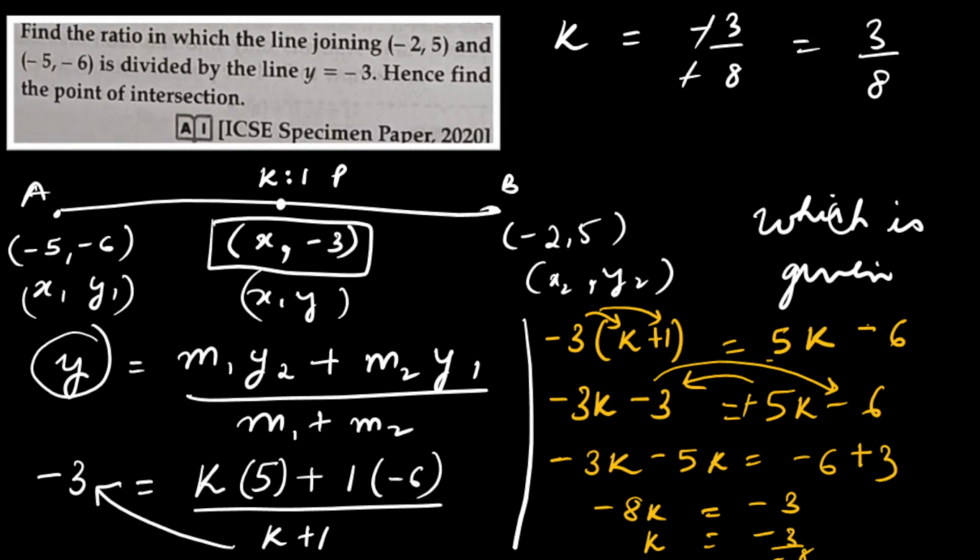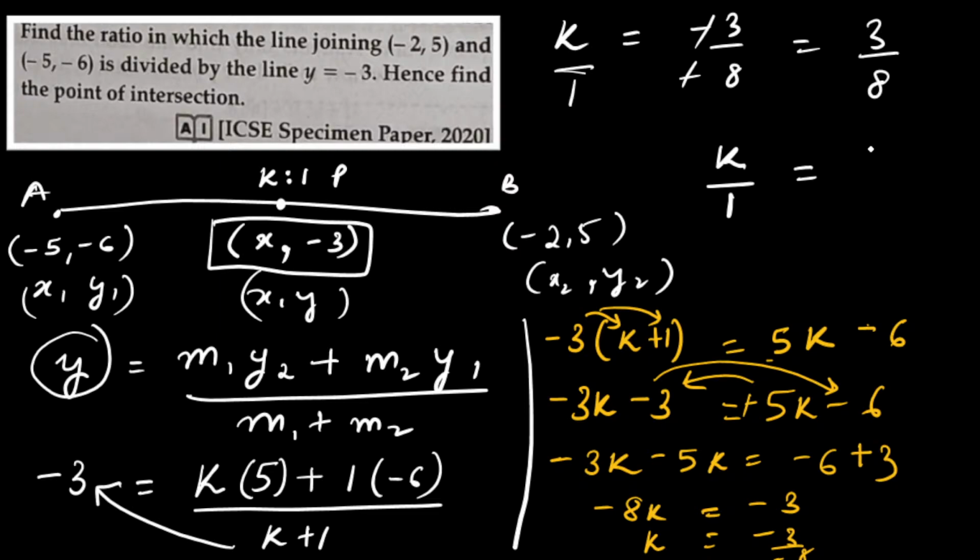If k is 3 by 8, we have to see the ratio. The ratio is k is to 1. So k is to 1 I can write as k by 1 also, which is 3 by 8. So the ratio is 3 is to 8. Many of you have given the ratio as 8 is to 3. See, 3 is to 8 and 8 is to 3 are not the same, so they will be different. The correct ratio is 3 is to 8.